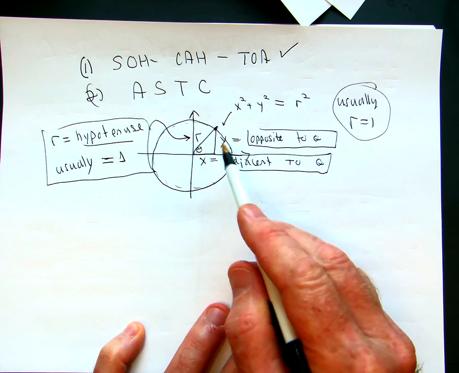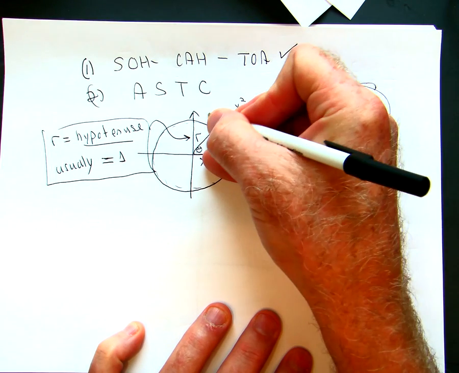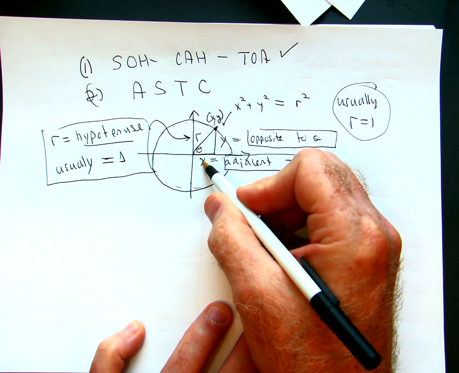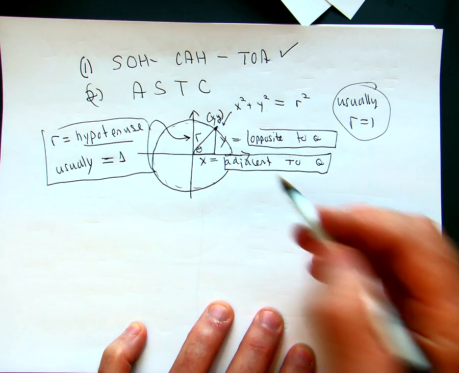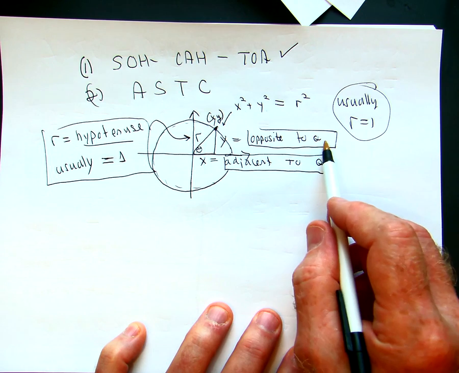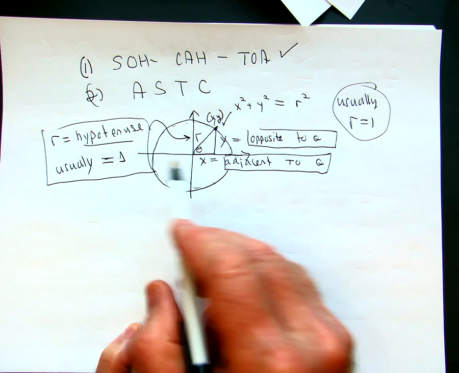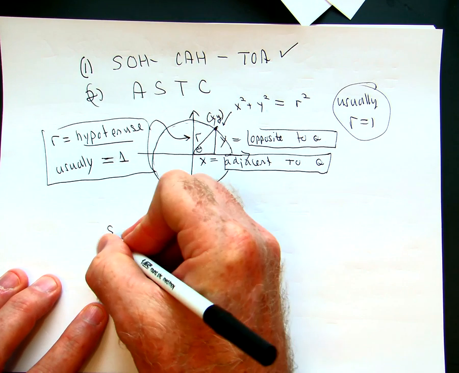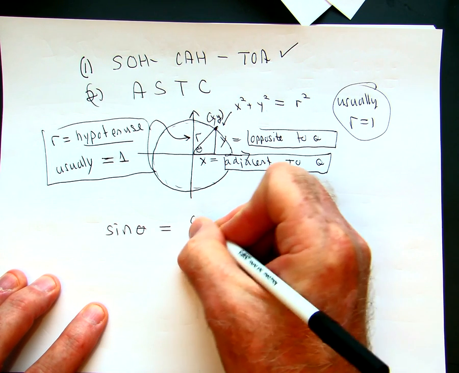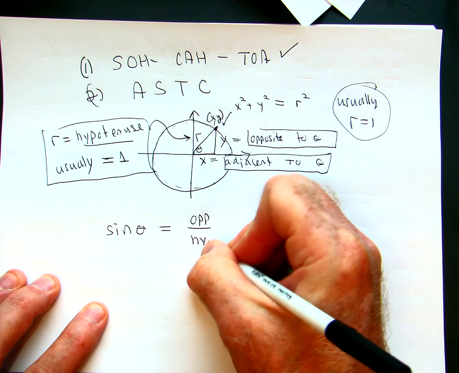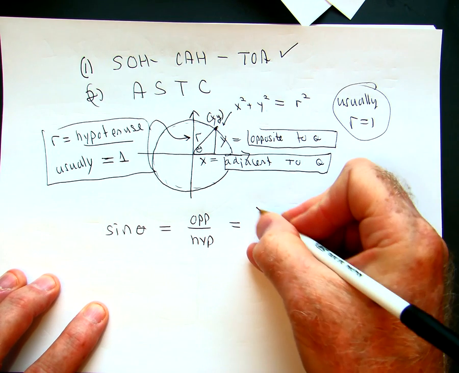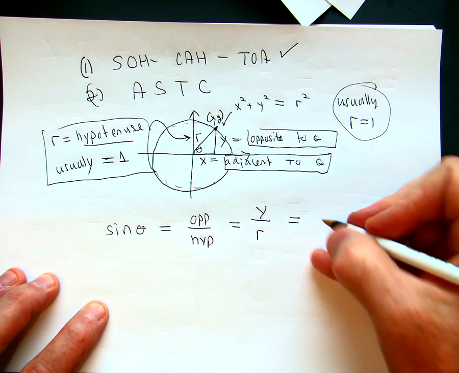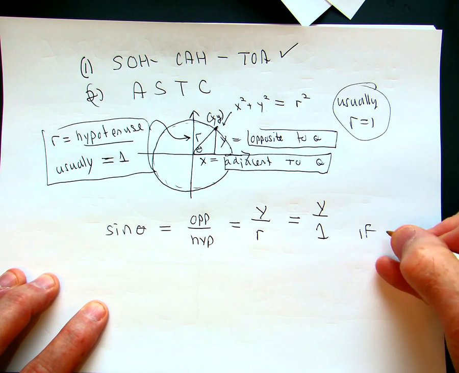We have an angle theta. If we look here at the xy coordinate, this base is x and the height is y, and y is the side opposite to theta, x is the side adjacent to theta, and the hypotenuse is usually going to be 1. That's a 1 there. So our sine theta is equal to the opposite over the hypotenuse. Opposite side to theta is y over r, the radius of the circle, which is the hypotenuse, and that's going to be 1 if r is equal to 1.